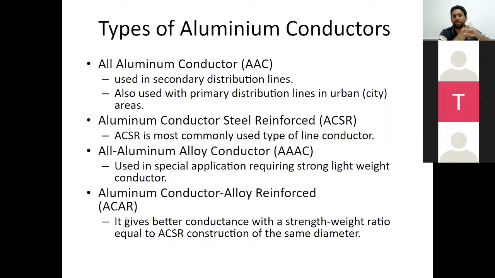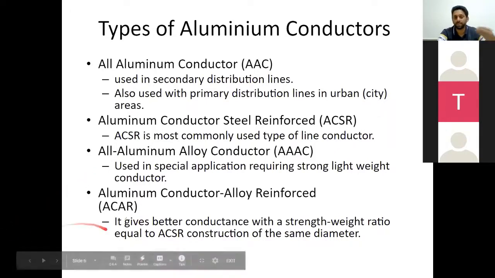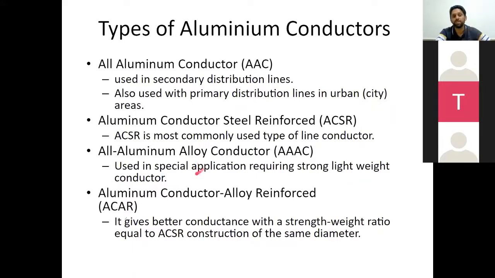So aluminum is not that strong. To increase the strength of aluminum, we can add some additional materials, but its cost will be more. So we are not using it that much, but under special conditions, we will use aluminum alloy conductor. And there is a fourth one, rarely used, aluminum conductor alloy reinforced. You use aluminum conductor mixed with some aluminum alloy conductors.